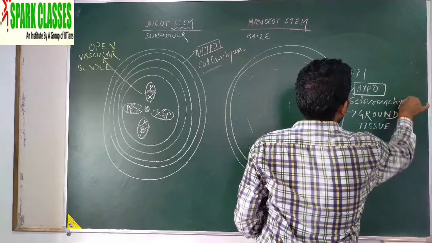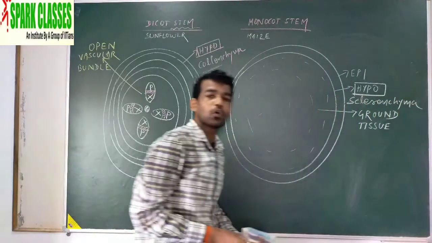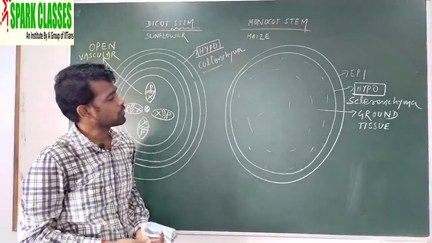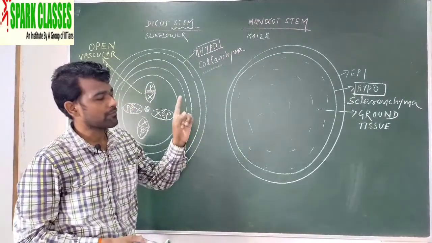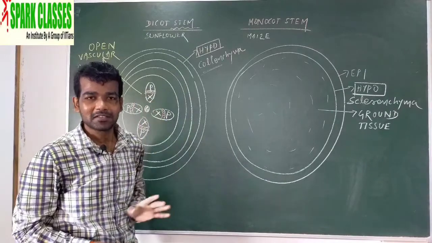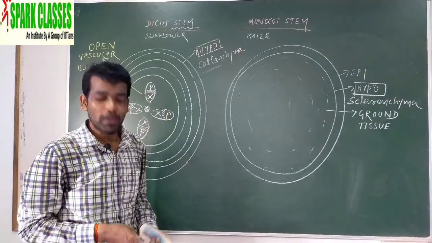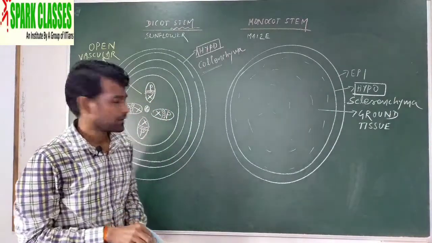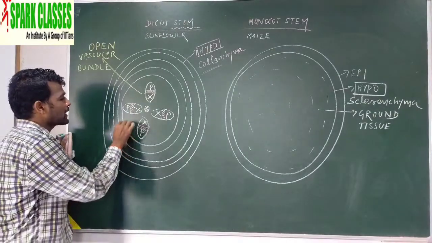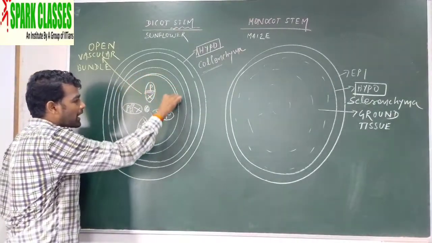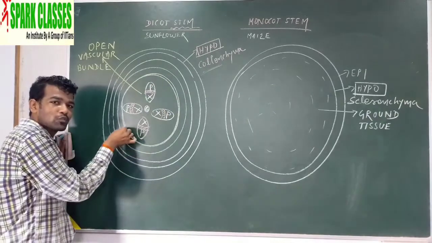Remember, this question comes: the hypodermis of monocot is made of which tissue? The hypodermis of monocot is made of sclerenchyma. And here the xylem and phloem are scattered everywhere. If you compare, xylem and phloem are surrounded by which layer? This layer is known as the pericycle.